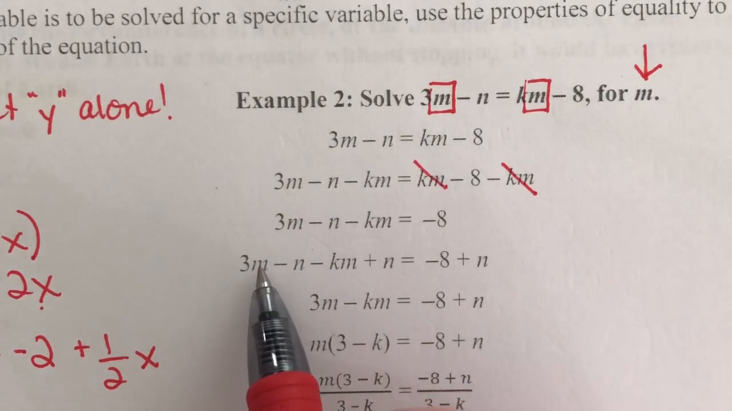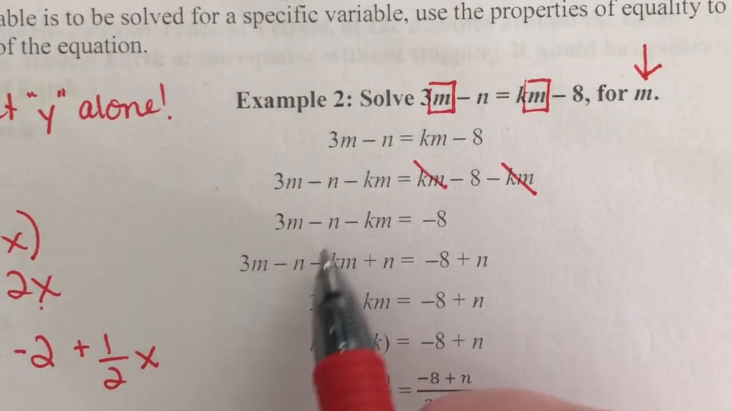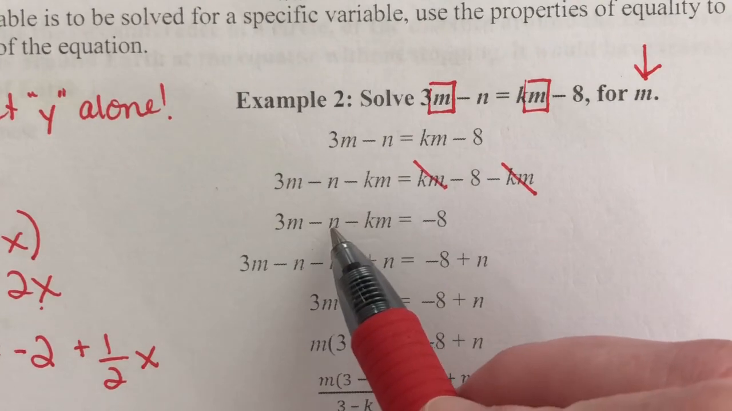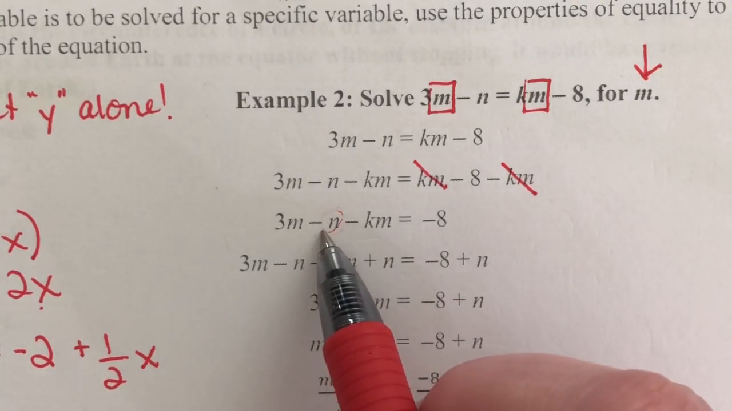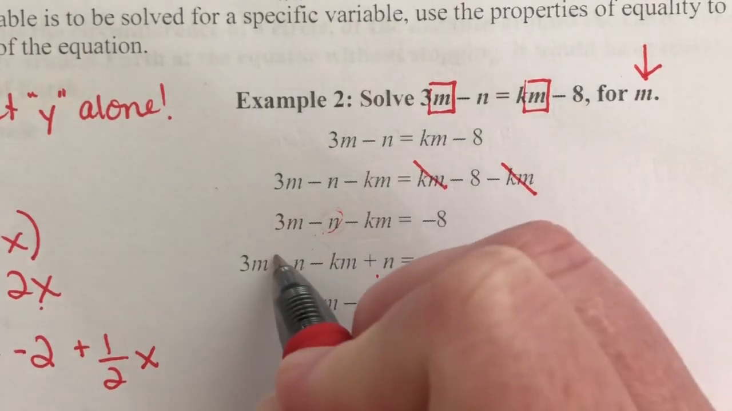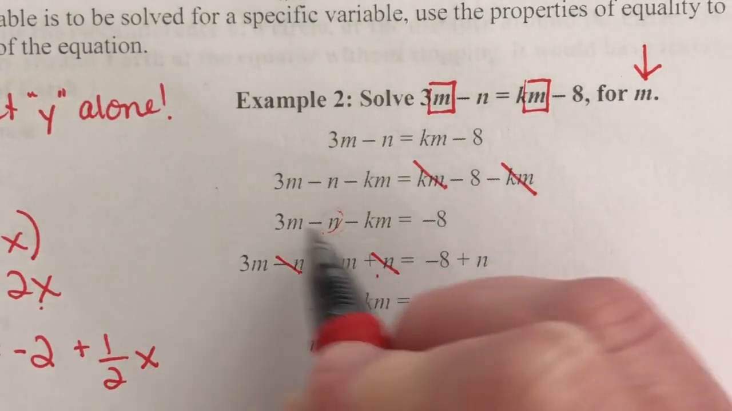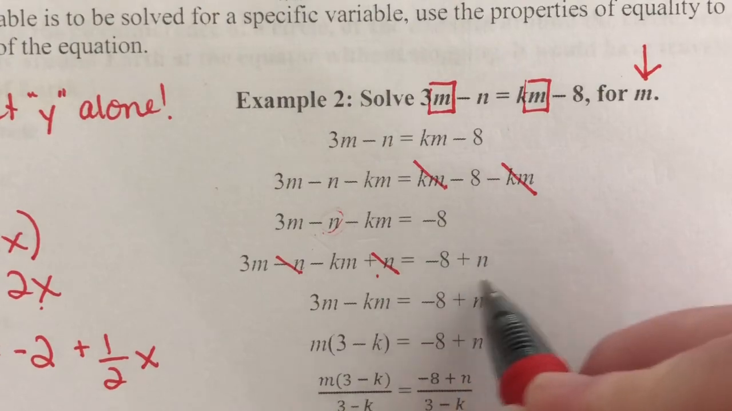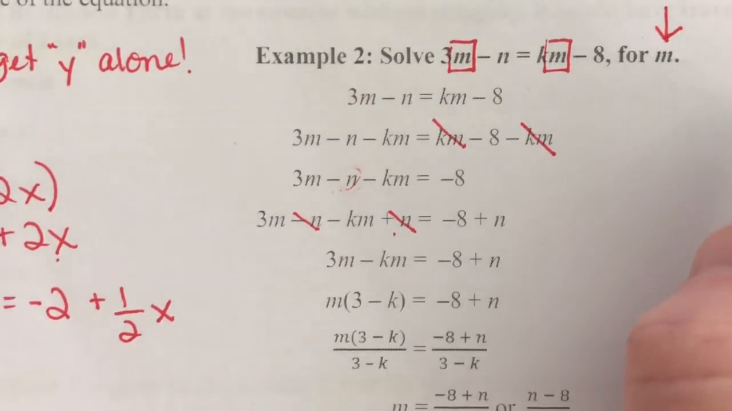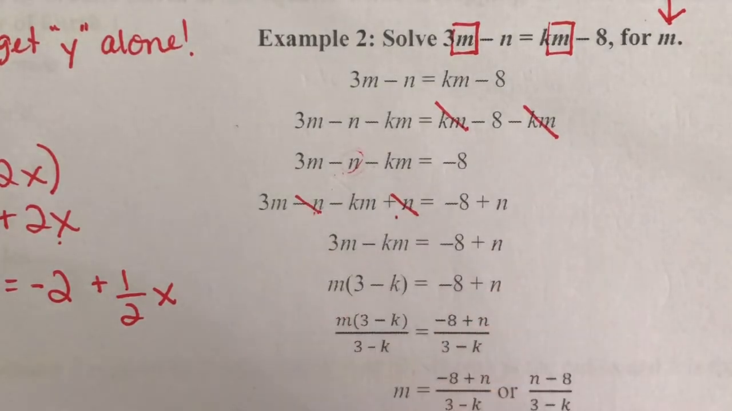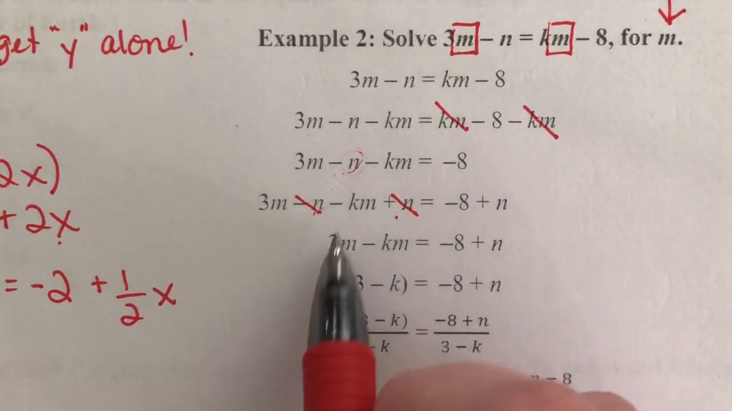Okay. Then they're trying to just get m on this side of the equal sign. So they have to get rid of this n right here. To get rid of the minus n, they added n. And these cancel. And since they added n over here, they have to add n over here. You can't combine these, but that's okay. You still add it in.